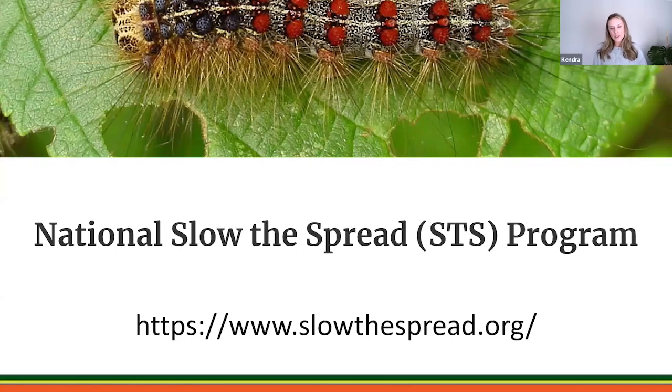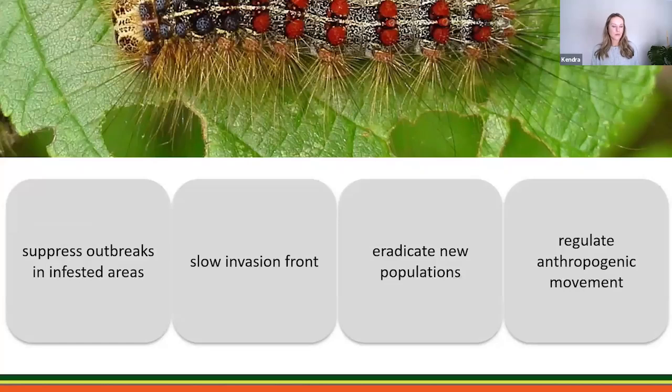This program is dedicated to slowing the spread of spongy moth throughout the US. This Slow the Spread program is part of USDA's IPM program, and it's really a national strategy for spongy moth management. And interestingly enough, this Slow the Spread program is one of the world's largest and most successful integrated pest management programs, which is actually really exciting. So again, these guys are focused on a number of different things. It's really a four-pronged approach: suppressing outbreaks in infested areas, slowing the invasion front, eradicating new populations wherever they pop up, and then finally, regulating anthropogenic movements. So those are the movements via vehicles or trains that we talked about.